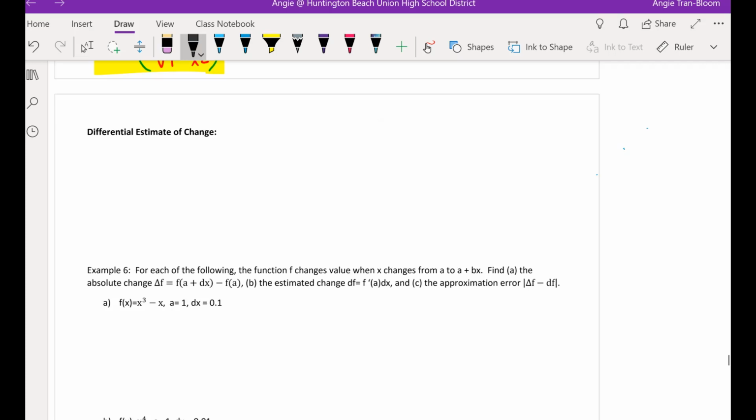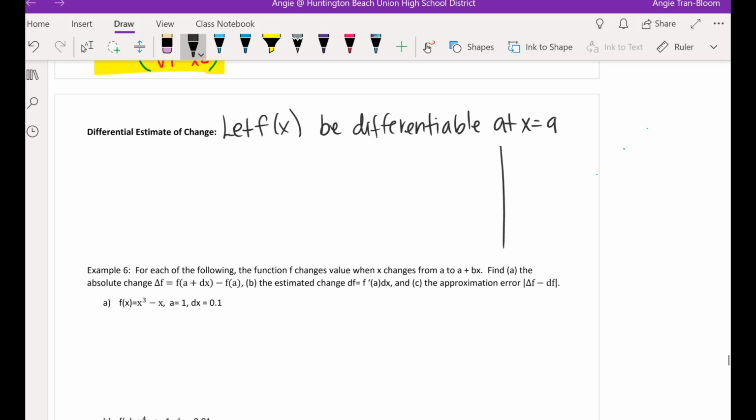All right, guys, let's start with differential estimate of change. Let's start with the definition, okay? Let f of x be differentiable at x equals a. Give me some space here to draw a picture of this, so don't write all there.